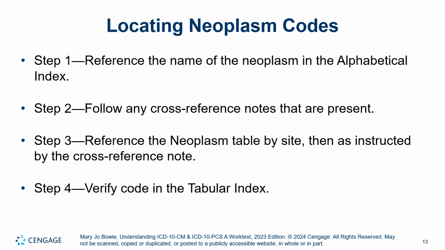So in locating your neoplasm code, your first step is going to be to go to the alphabetical index under the name of your neoplasm. Then you're going to follow any cross-reference notes that are present there, and then it will reference you to the neoplasm table by site. Then, as instructed by cross-reference notes, your step 4 is to verify that code in the tabular index.